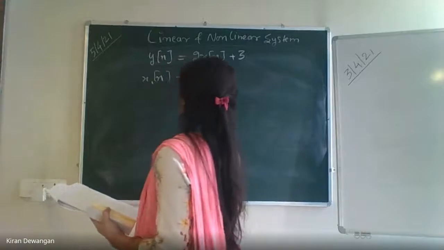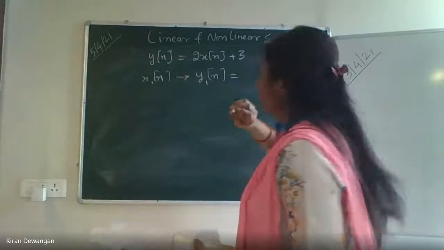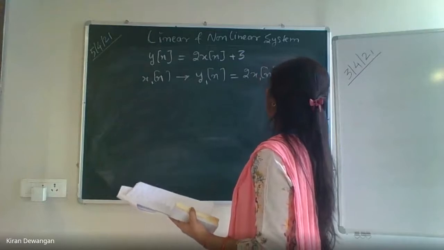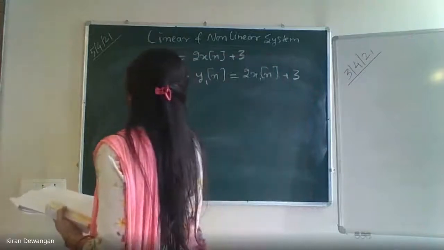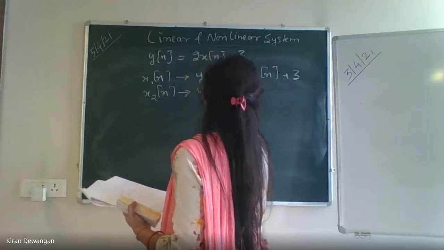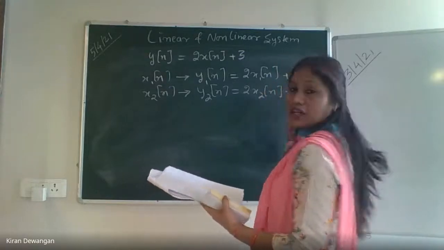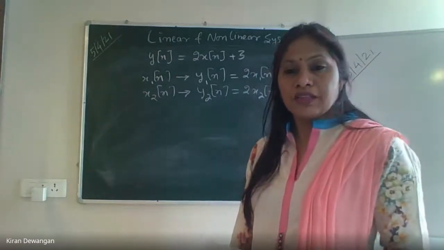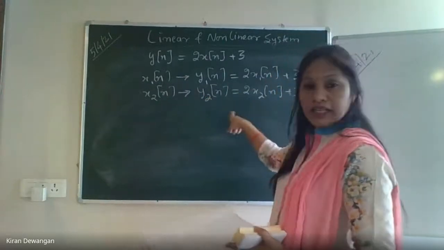x1(n) will produce an output y1(n), and this becomes 2·x1(n) plus 3. Clear? Then x2(n) will produce an output y2(n), and this becomes 2·x2(n) plus 3. Has anybody done it? Has anyone got the answer? No? This is how we'll do x1(n) and x2(n).